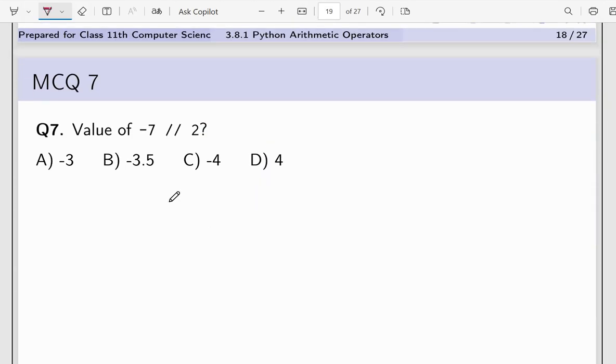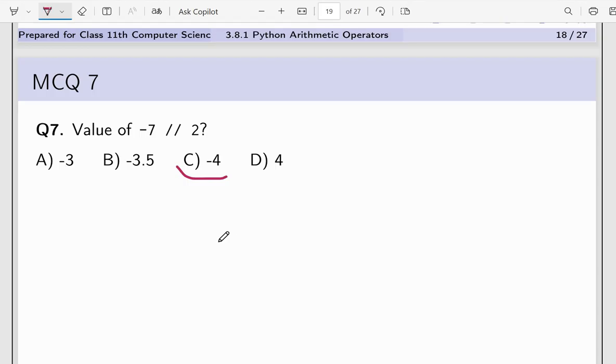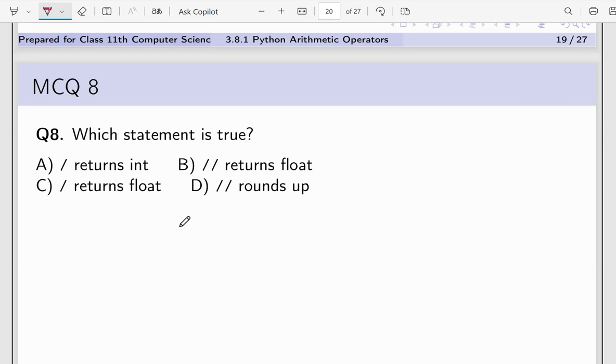Question number 7. The value of -7 // 2 will give you -4. Next, which statement is true? Slash returns integer? No. Double slash returns float? No. Slash returns float? Yes. Double slash rounds up? No. This one, C, is correct.